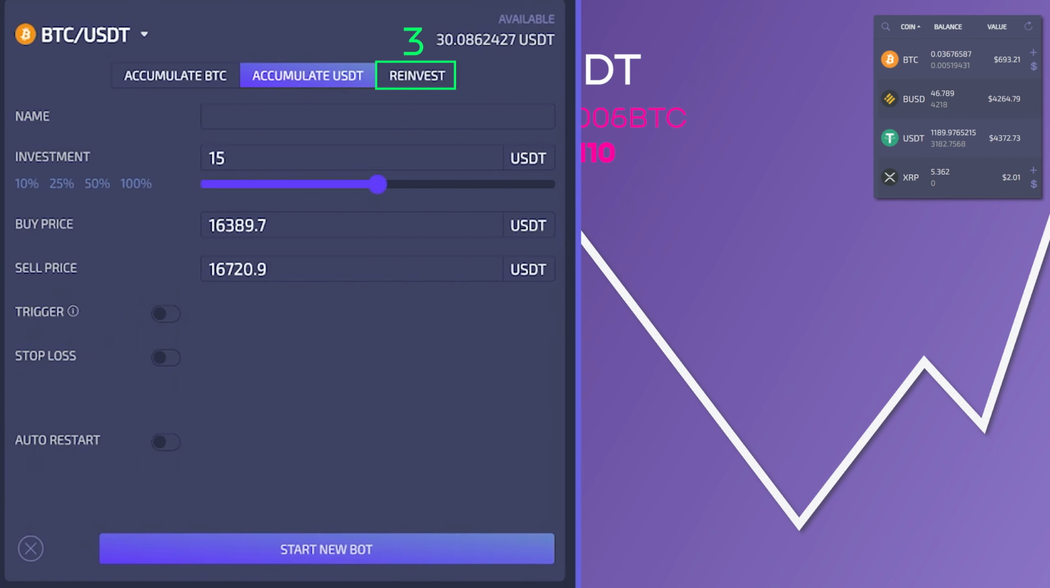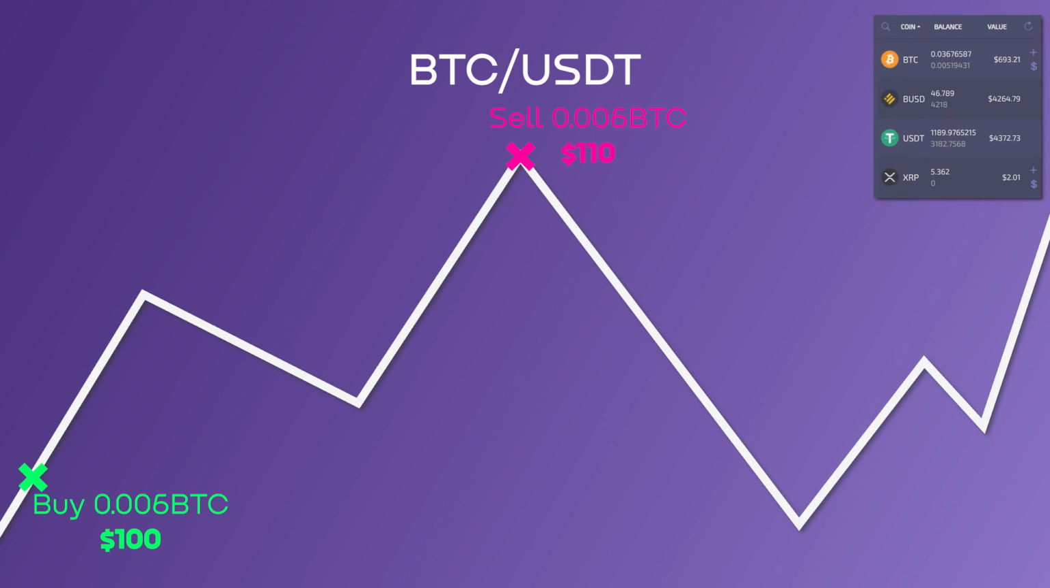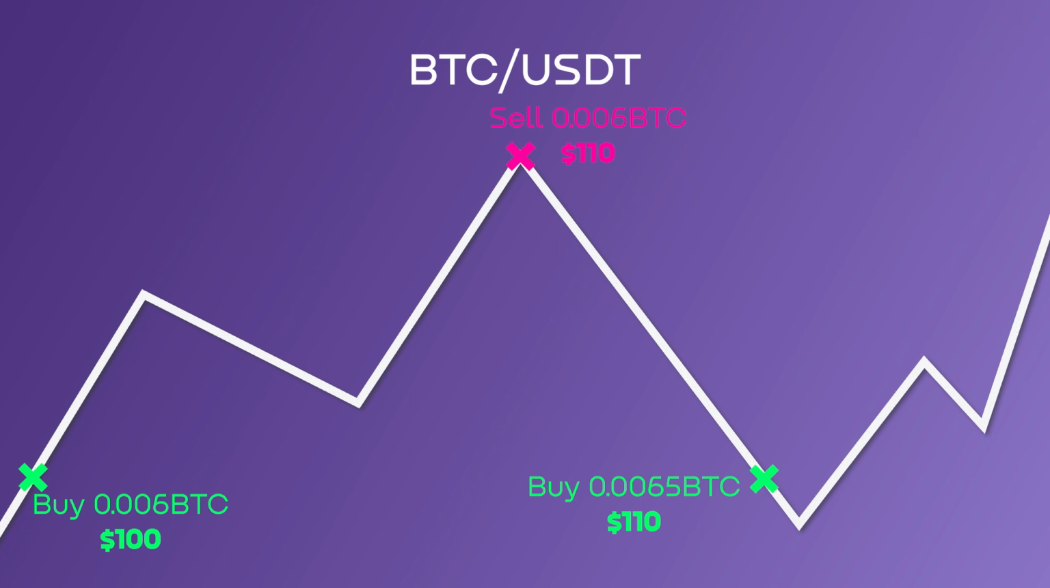3. Reinvest. Again, same example. We buy $100 worth of Bitcoin, and when its price rises to 110, the bot sells all of it. But unlike the previous examples, where the bot leaves the surplus in your portfolio, it will use the surplus in its next buy and sell loop, buying for $110 next time it starts.